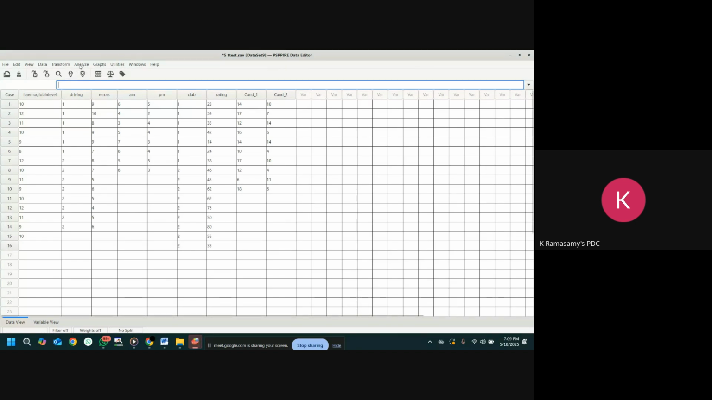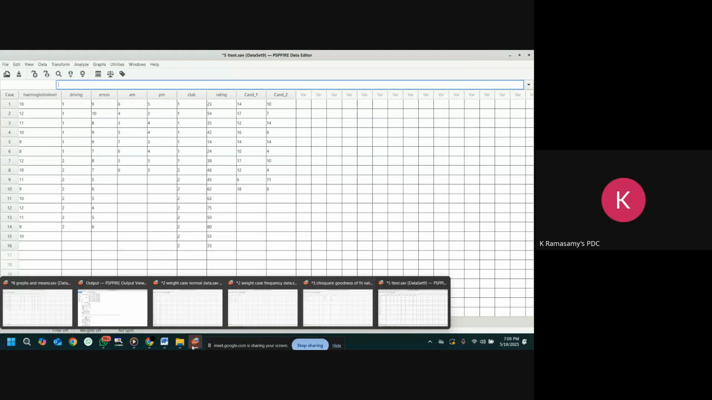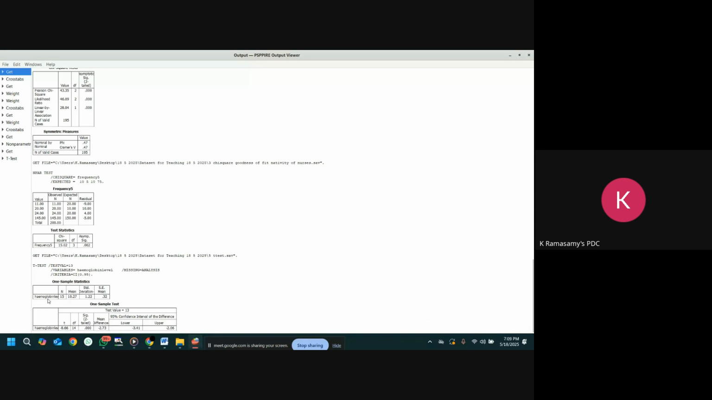Okay. I go to analyze, go to compare means. In compare means, go to one sample t-test. What is the variable to be tested? I have the test variable hemoglobin level. Click it. Fine. What is the test value? Test value is 13. The internationally accepted hemoglobin level for the women population is 13. Just type 13. Say okay. Now let us go to the output. You can see the output now. The output says that 15 respondents are there for hemoglobin. What is the mean score?